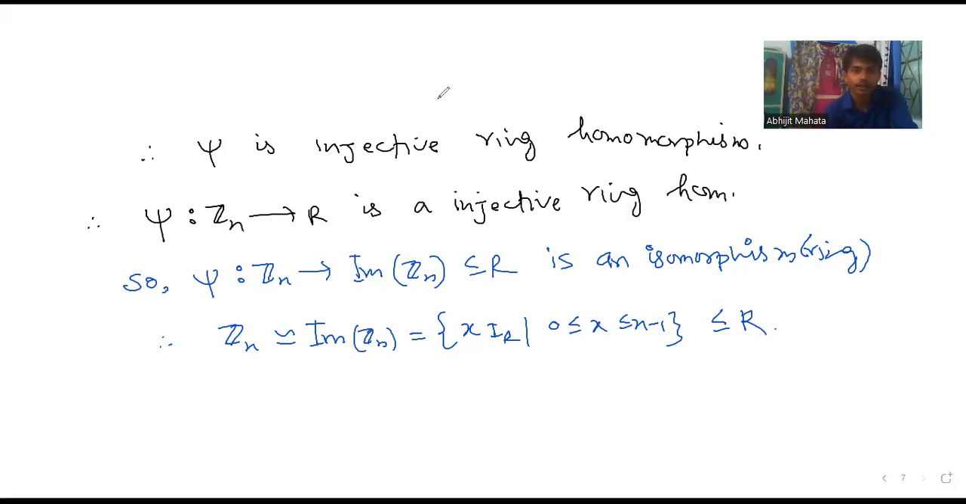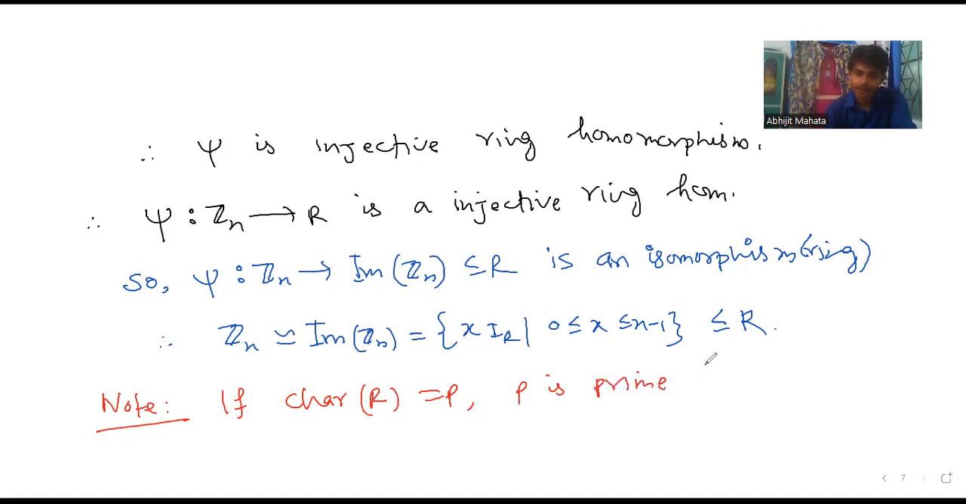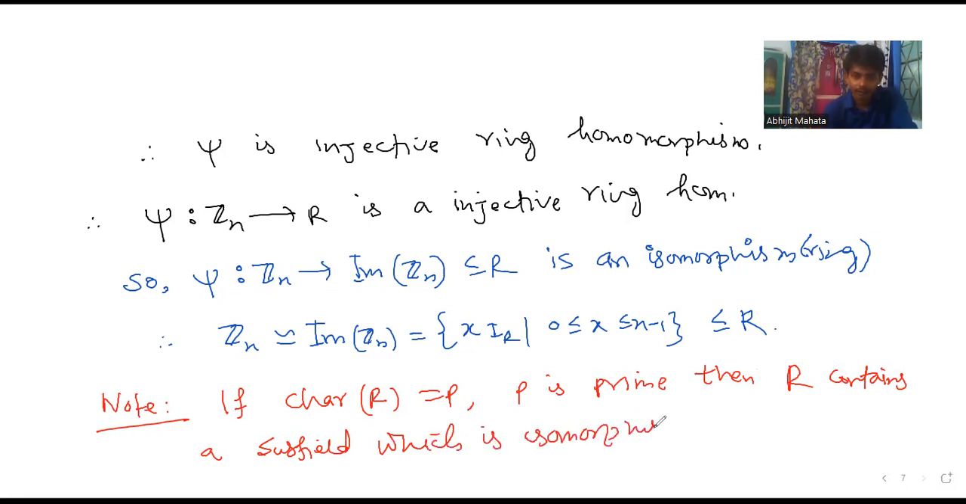Now I'll use this fact later. So note: if the characteristic of the ring R is p, where p is prime, then R contains a subfield which is isomorphic to Zp. Its proof is similar, because the characteristic is n, and now n is replaced by p, so there is a subring of R which is isomorphic to Zp as a ring. Now Zp is a field, so that subring will also be a field.